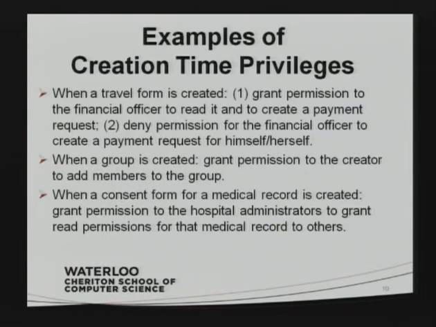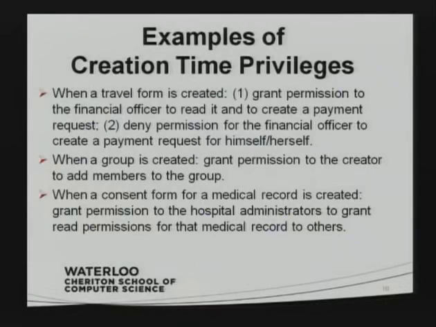Here are some examples of the kinds of initial conditions, the creation time privileges that you might want. When a travel form is created, you might want to grant permission to the financial officer to read it and to create a payment request. And so as soon as the travel form gets created, those permissions get assigned in the right places. And you might also want to deny permission for the financial officer to create a payment request for himself or herself. So again, that's a policy that you'd have to somehow capture, and you'd capture it as a specification of what to do when a travel form is created.